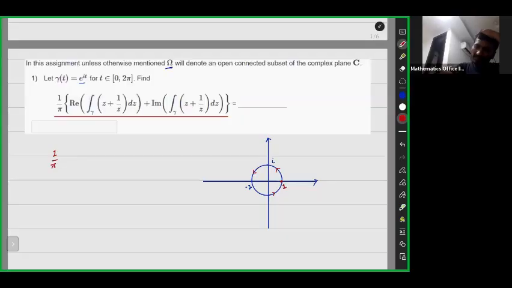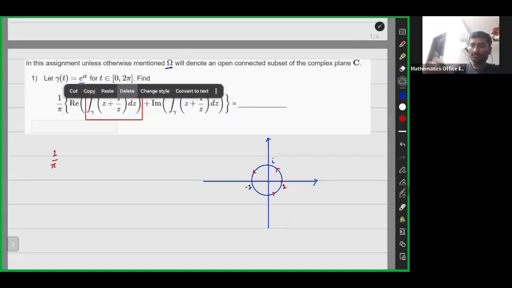So if we calculate this integral, then we will take the real part and the imaginary part. That is what we need to calculate, nothing much more than that. Okay, so how do we start?